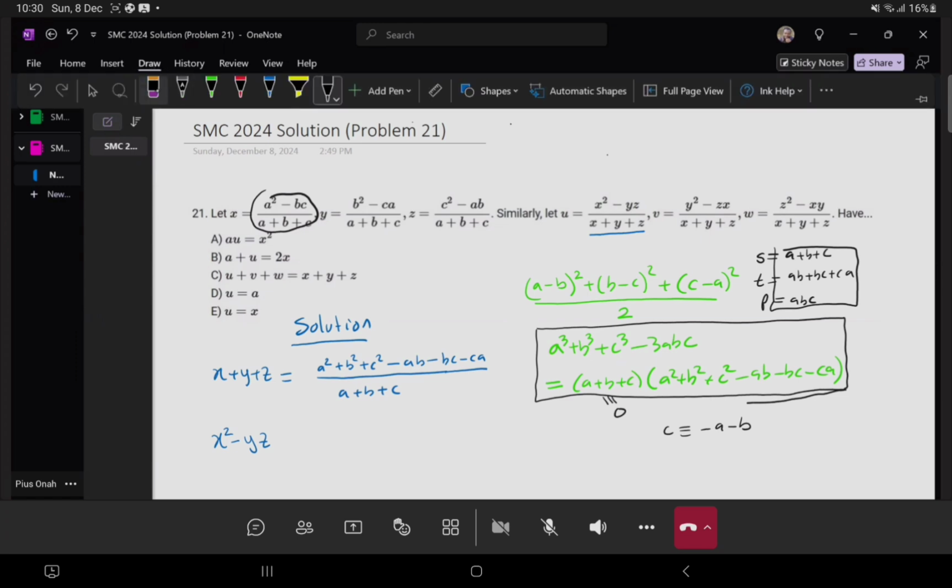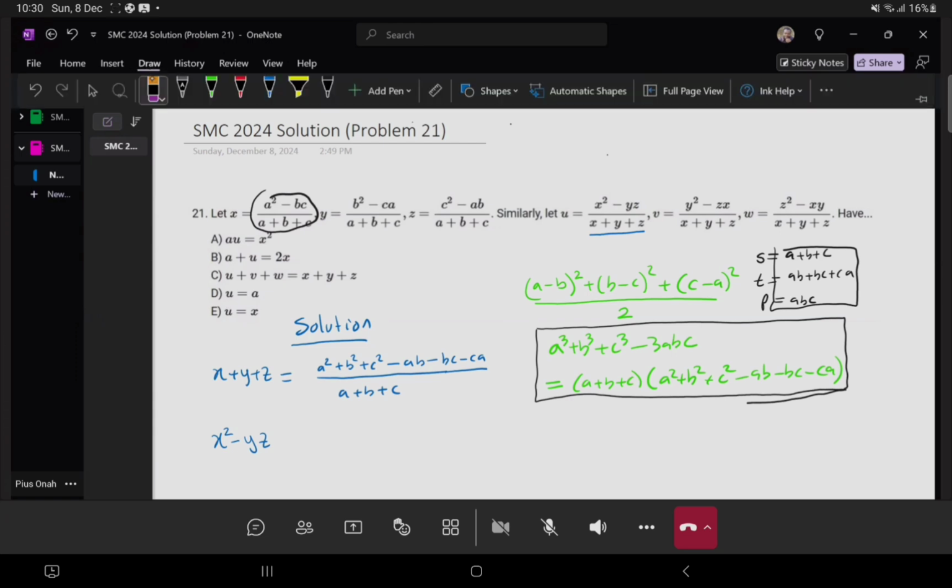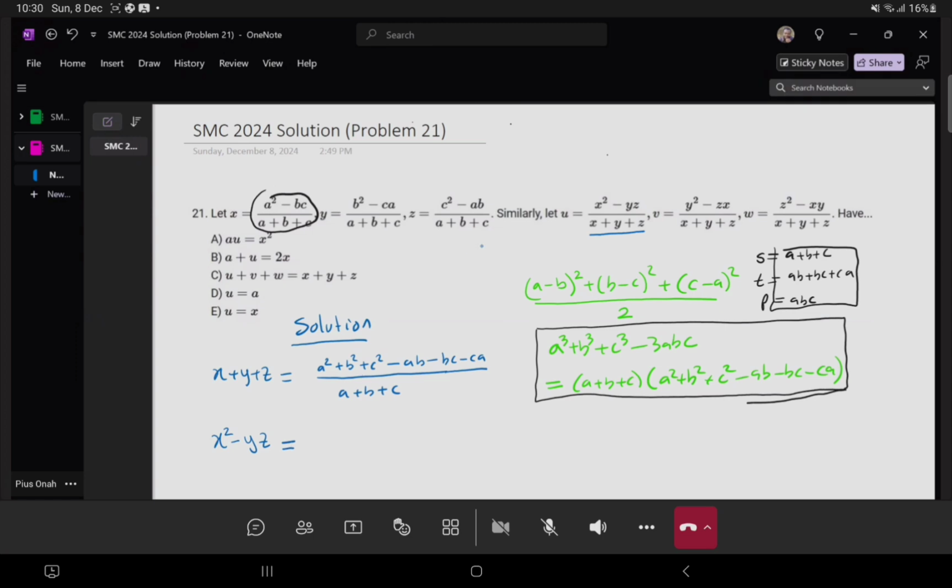This is the better way to go about it. It's easy to check for this case, like the polynomial factorization theorem, Bezout's theorem, something like that. It's usually good if the degree is not too high. If it gets too high, factorizing is not fun. But let's continue.